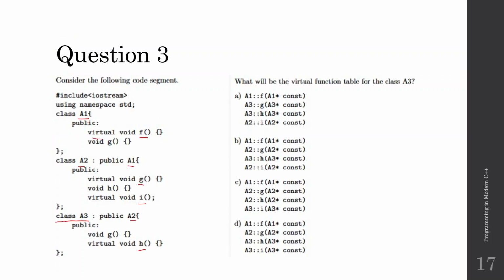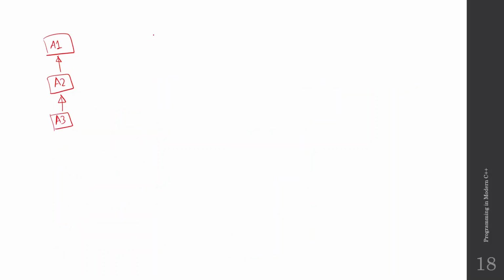Now consider the A1 class. Here we have only one virtual function, f. So A1's VFT will be A1::f(A1* const). It will only have one function because there is only one virtual function.